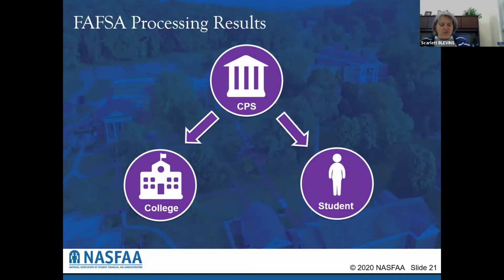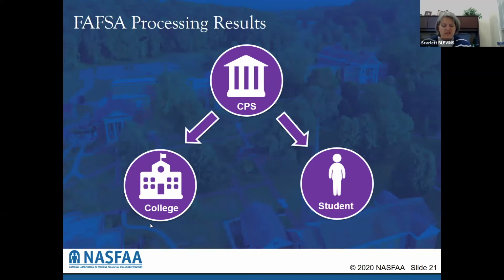So what happens with the FAFSA processing, it goes to CPS, which we call, it's the Central Processing Center. It sends the results of the FAFSA to the student as well as the school listed on the FAFSA. And it's going to include the student's EFC, which is the same for all. It's sent to all schools, and that will be the same for all schools.